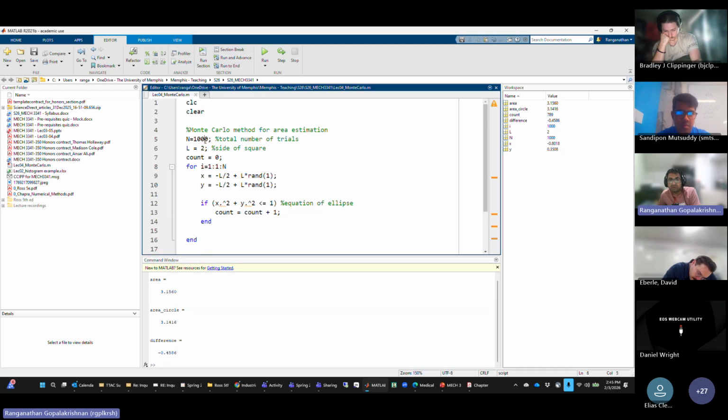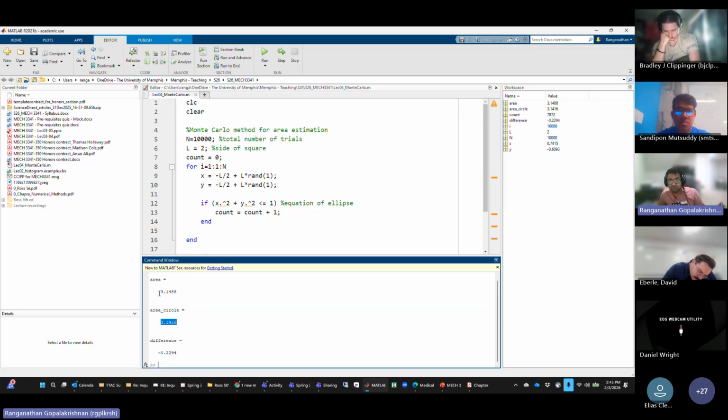If I do 10,000 trials, I'm down to 2 decimal points. So 3.1416 is the true value, and I'm down to 3.14. So the error is less than a percent, or less than half a percent.